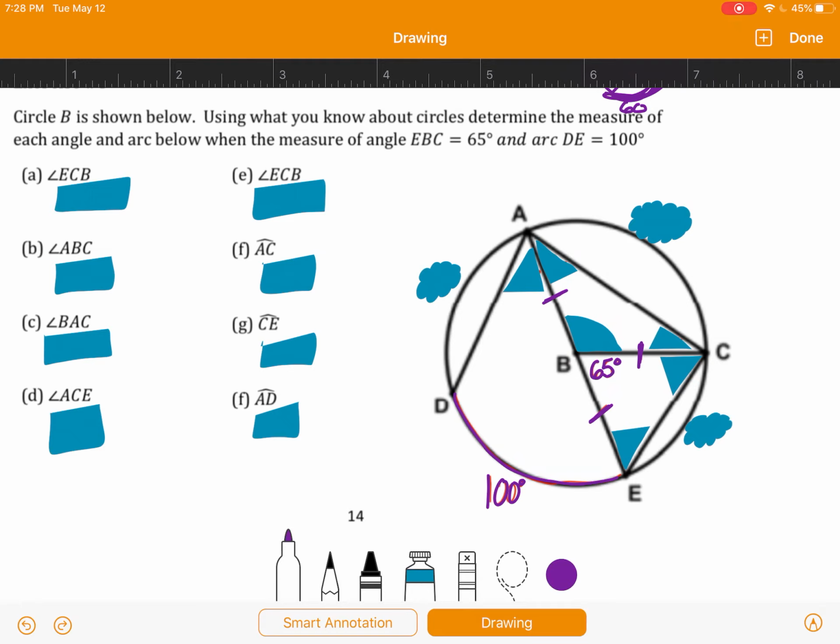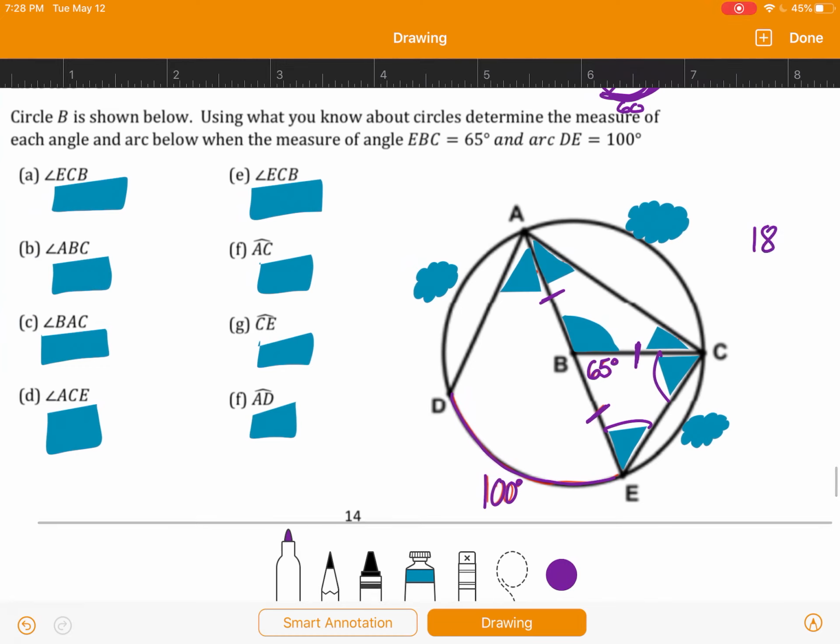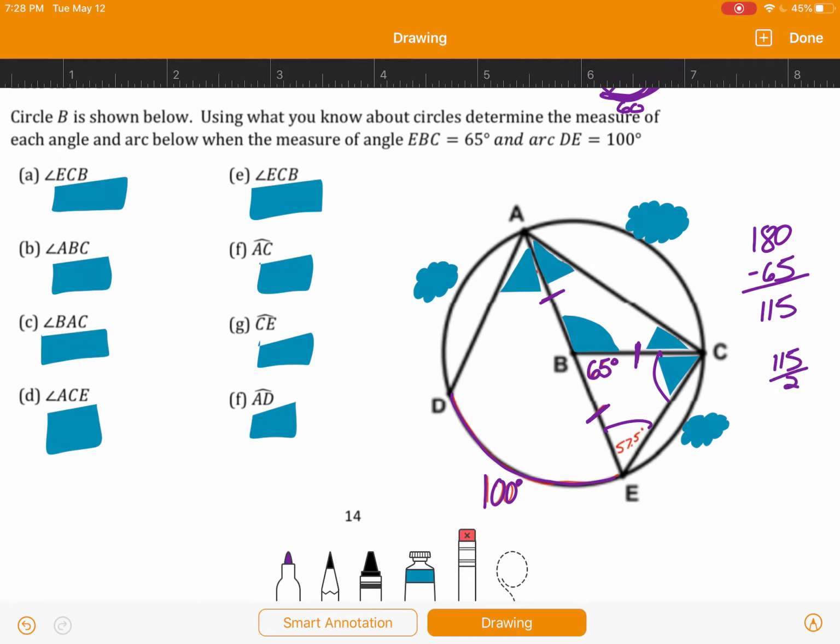So if we were going to look at this, you could tell right away that if this is 65 degrees, then you can figure out this angle and this angle right away, because we know that the three angles in a triangle add up to 180, and these two angles are going to have to be the same because the triangle is isosceles. Okay, so if we did 180 minus 65, we're going to get 115, and then 115 divided by 2 is going to give us 57.5.